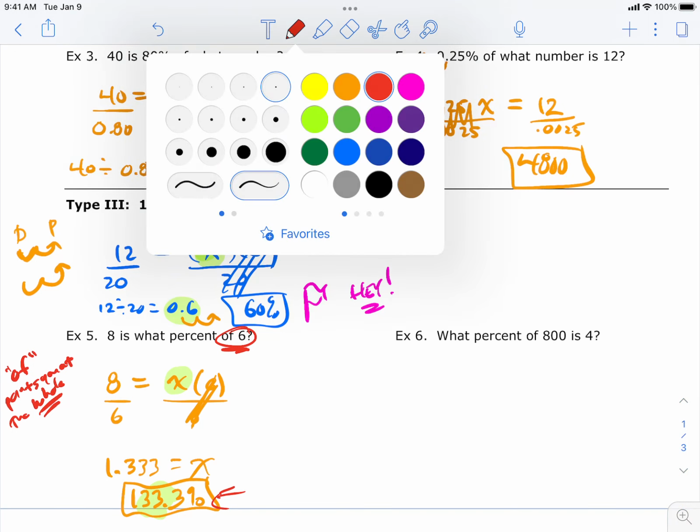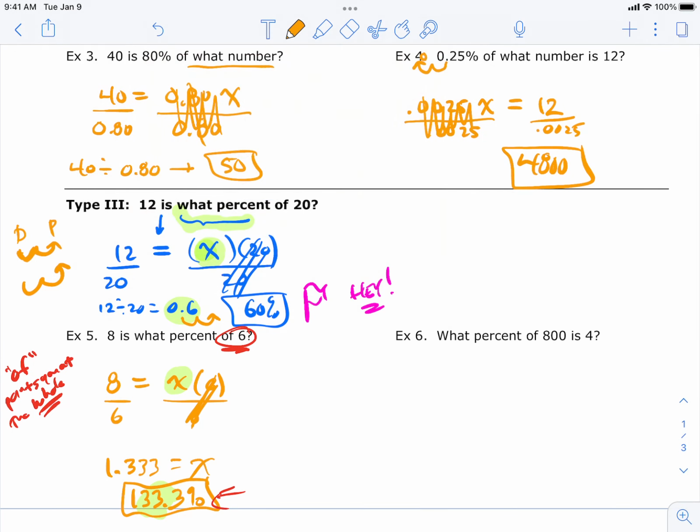Next. What percent of 800 times 800 is 4? Okay, it looks like we need to divide both sides by 800, yeah? If you go 4 divided by 800, did I do that? I don't know if I did that. I'm going to do it right now. 4 divided by 800, bada boom, bada bing. It's 0.005 on your calculator.